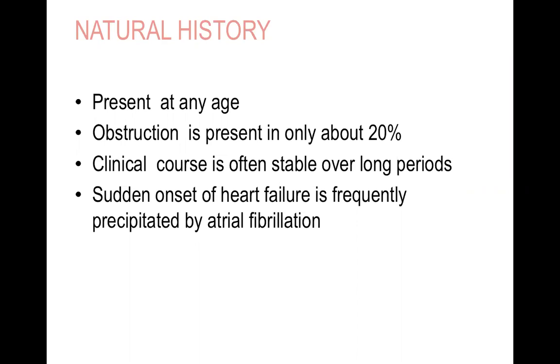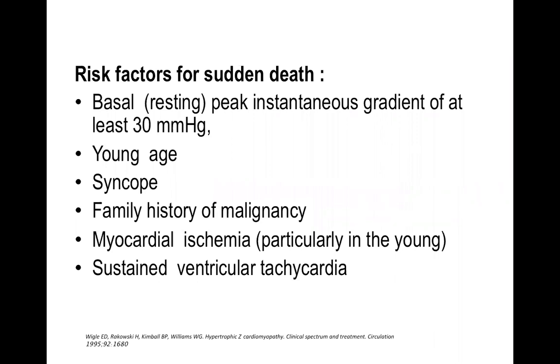Natural history: present at any age. Obstruction is present only in about 20%. The clinical course is usually stable over a long period, and sudden onset of heart failure is usually precipitated by AFib. The risk factors for sudden cardiac death are a gradient of at least 30, young patient, syncope, family history of malignancy, or sustained ventricular tachycardia. And there is no update about this since 1995.